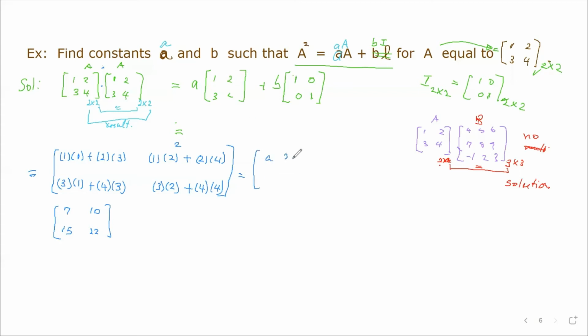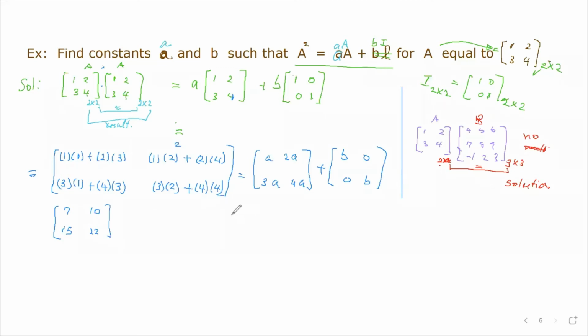For the right hand side, you just multiply the scalar inside the bracket. So it becomes A, 2A, 3A, and this one is 4A. Plus just multiply the scalar inside, so it becomes B, 0, 0, B.